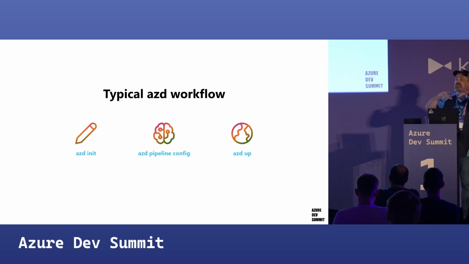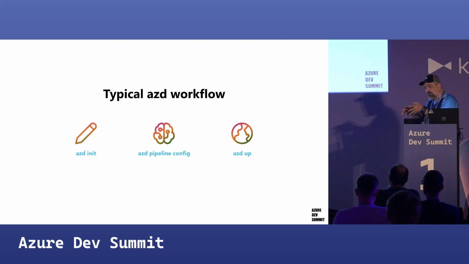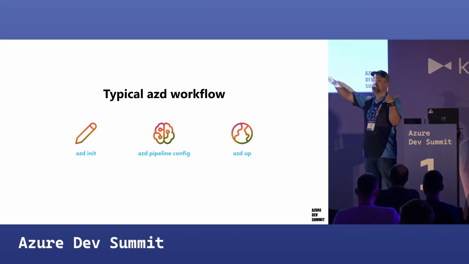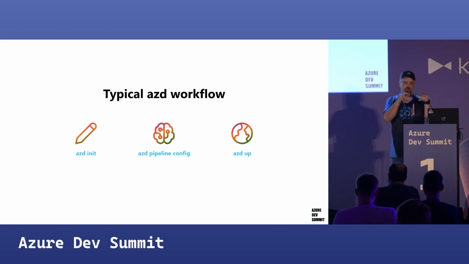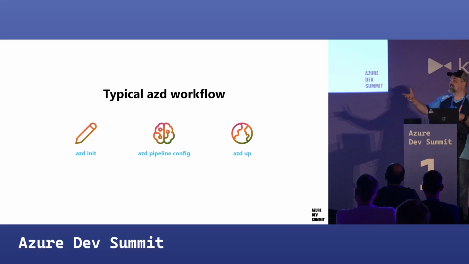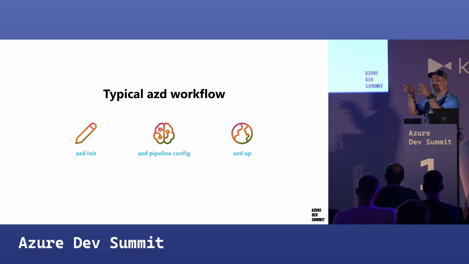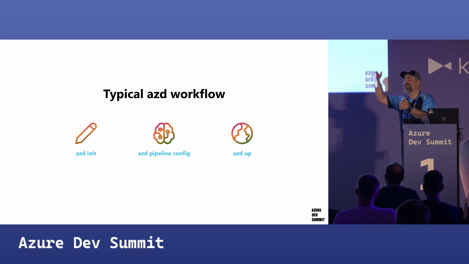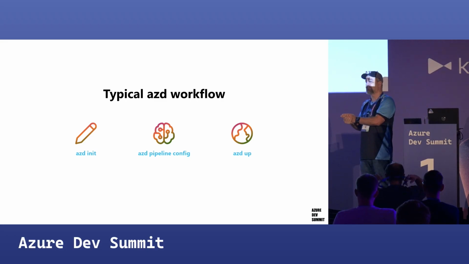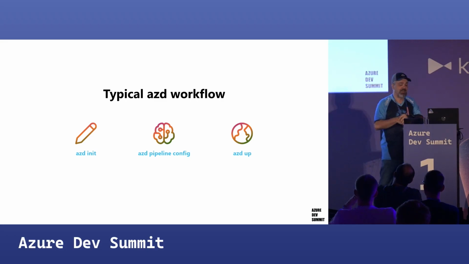AZD init sets up your repository, your folder running locally, so that it knows that we're going to configure and deploy things out to Azure. We're going to step through and you'll see what it prompts you for with each one of these. AZD pipeline config is going to start to write a GitHub action for you that's appropriate for your application so that it actually publishes out to an Azure Container Apps service. And then AZD up is actually going to execute that process and deploy out to Azure.